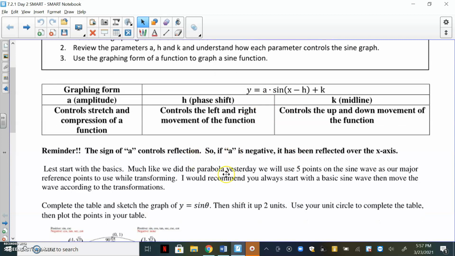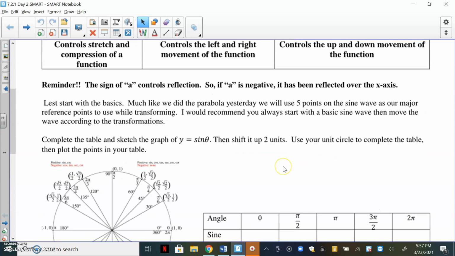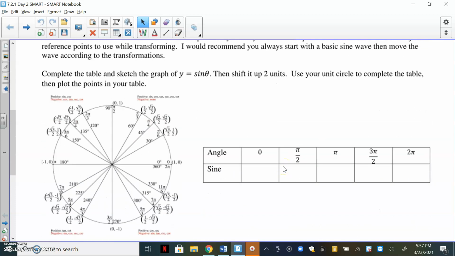It's also still true that if there's a negative sign at the very front of your function, then there has been an x-axis reflection. So these are all things to keep in mind as we're going through here. So first, we are going to go ahead and graph the parent function of sine, and then we're going to see what happens when we shift it up 2 units.